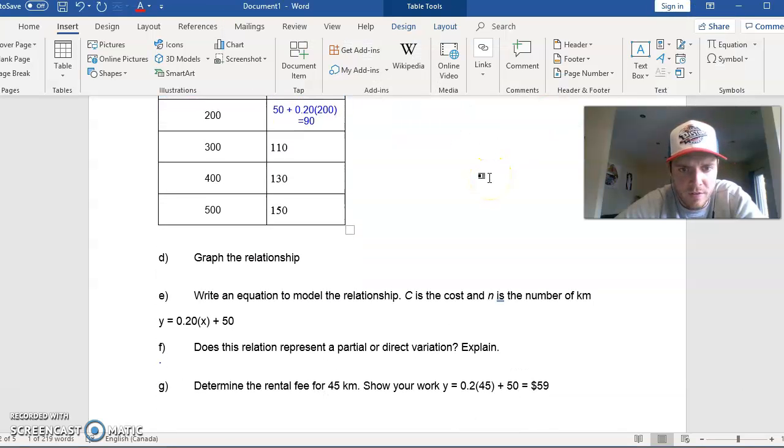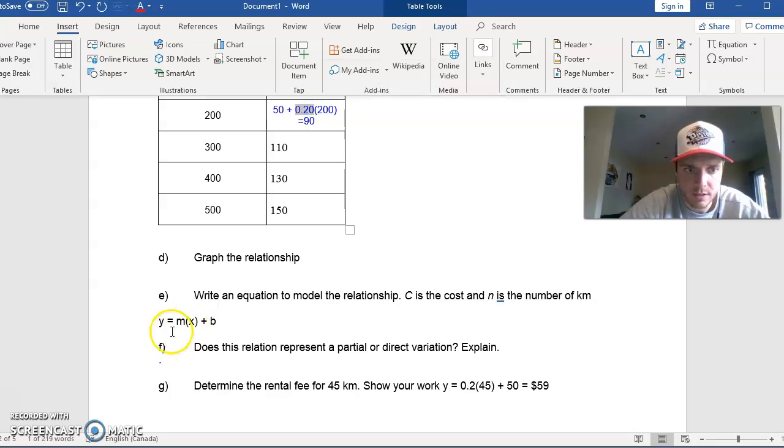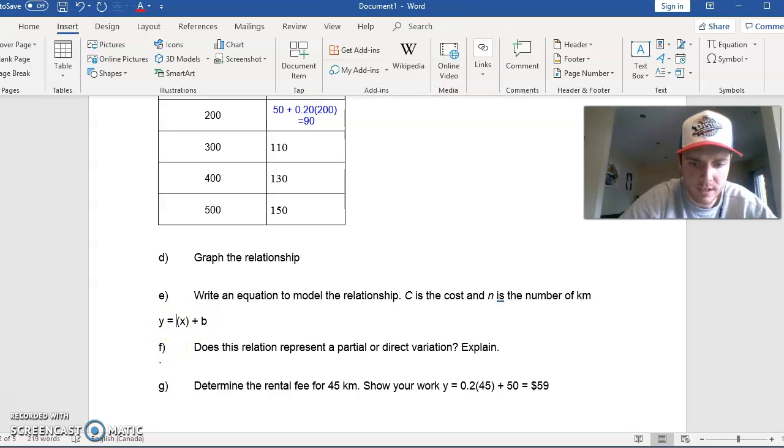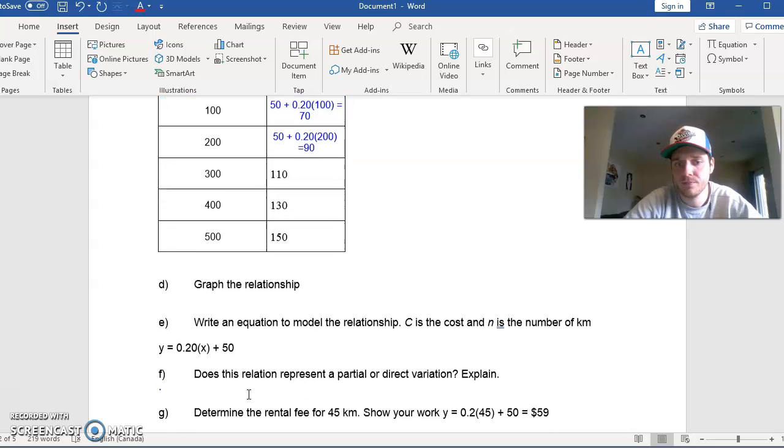Write the equation and model the following. Alright, so y equals mx plus b, right? That's what we're going to use as our template. Y equals mx plus b. Y stays the same. M is our multiplier. What's our multiplier? 20 cents. We just said that, right? So m equals 20 cents. X stays the same. B is our constant. What's our constant? 50. $50. That would be the equation for that relationship, right?